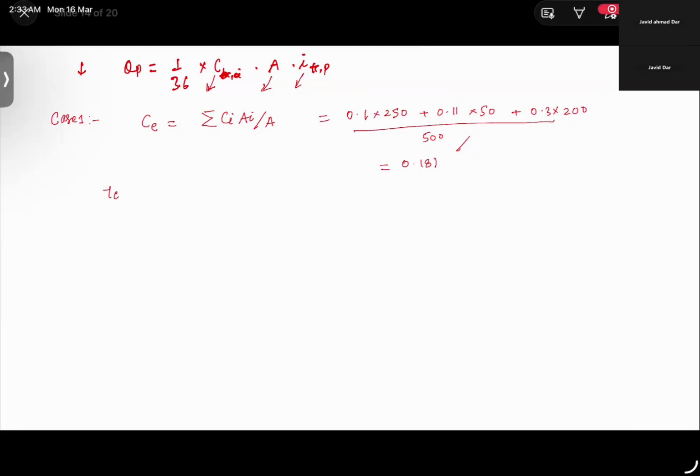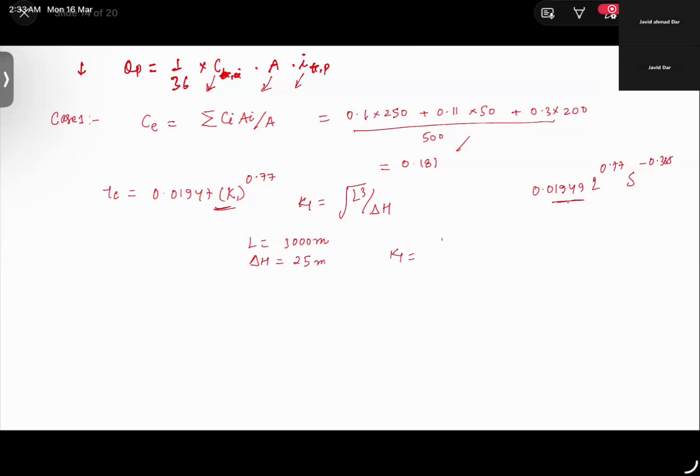Now we know that TC, which is the time of concentration, has the equation 0.01947. Earlier the actual equation was 0.01947 L raised power 0.77 and S raised power minus 0.355. Here this equation can be written in the form 0.01947 K1 raised power 0.77, where K1 is the square root of L cube upon del H. Now L is 3000 meter and del H is 25 meter. So K1 can be computed. It's the square root of 3000 cube divided by 25. If you calculate its value, it will come to 32863.